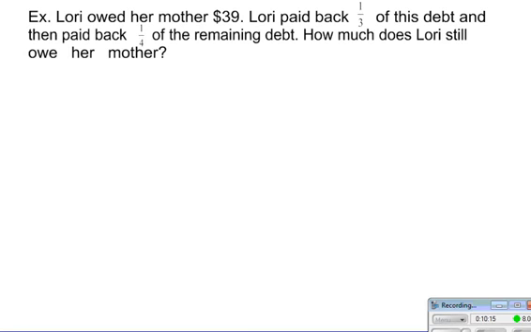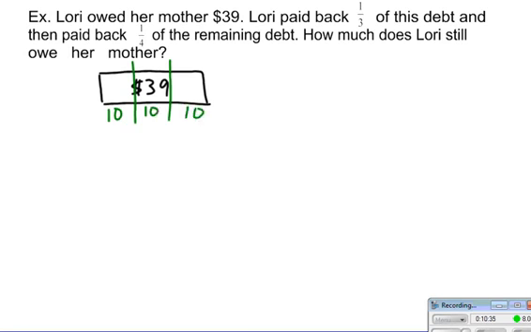So I encourage you to try a strategy similar to what we did with the $30 if you're not sure what to do. So she started with, in this case, $39, and we need to think, okay, well, we need to split that in 3. So how much is that in 3 groups? Well, $10, $20, $30. Okay, that's not split. Now we need to split up the 9. Well, 3, 6, 9. So each of those groups is $13. So that's a quick way to do it. So she paid back 1/3 of this debt. So that means $13 was paid.